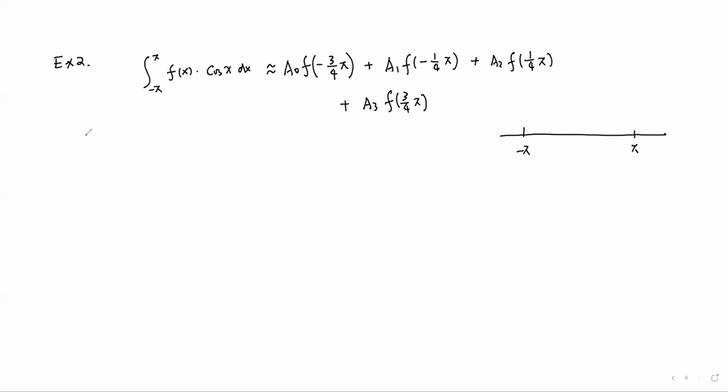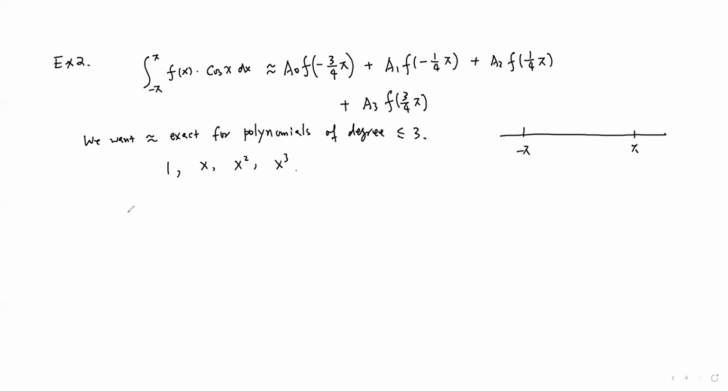we can expect this approximation is exact for polynomials of degree not greater than 3. Right? We want the approximation exact for polynomials of degree not greater than 3. Okay. Now, a polynomial of degree not greater than 3 is a linear combination of 1, x, x squared, and x cubed. Right? Basis polynomials.